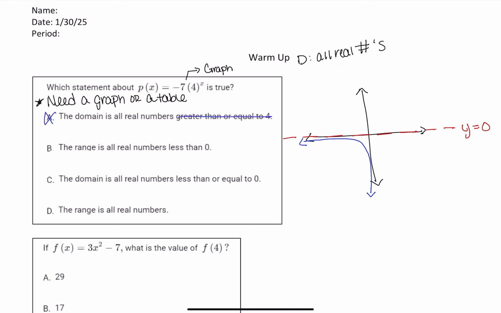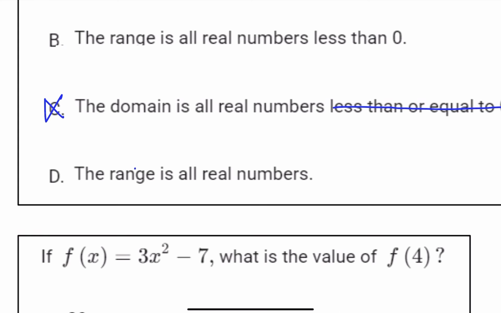So go to your other domain option. The domain is all real numbers less than or equal to 0. Again, it shouldn't have anything other than that. Look at D. The range is all real numbers. Well, the range isn't all real numbers. The domain is all real numbers.